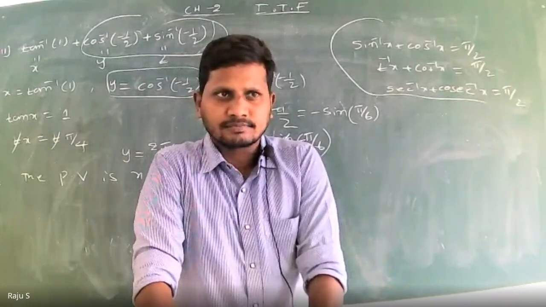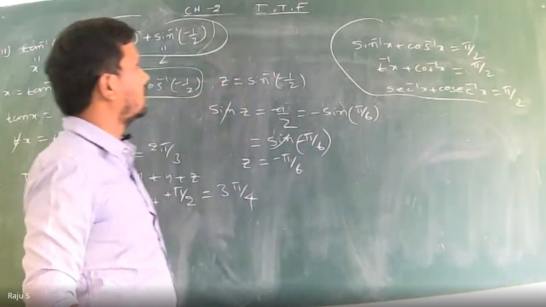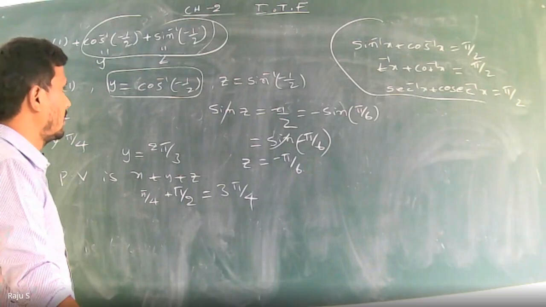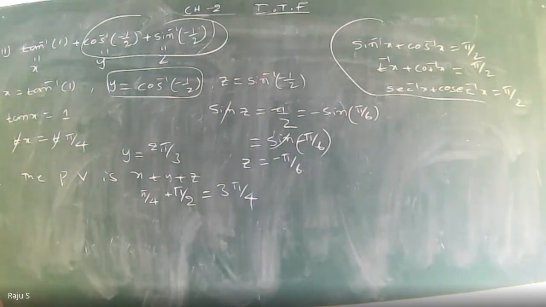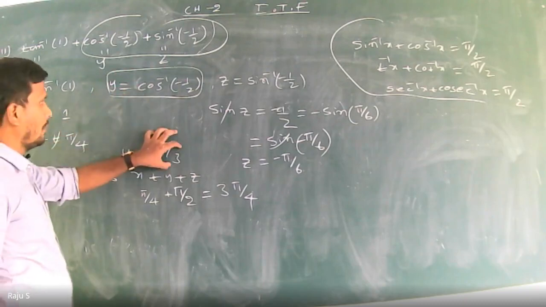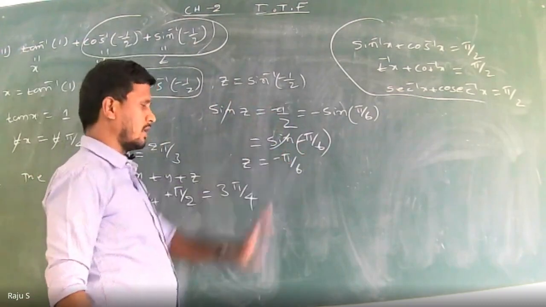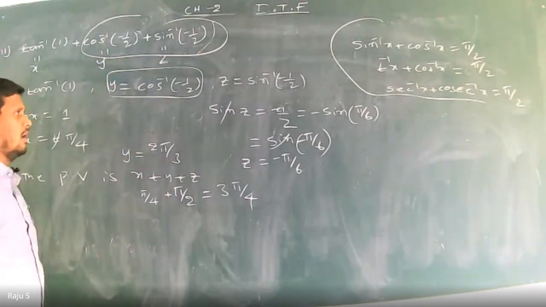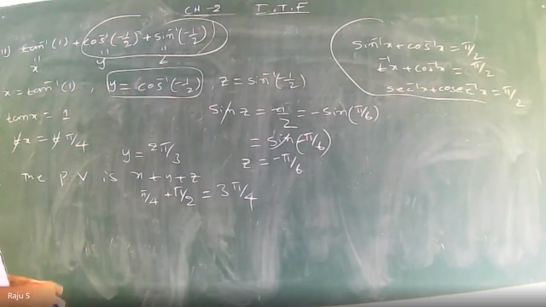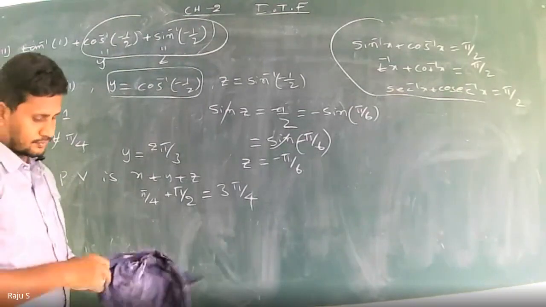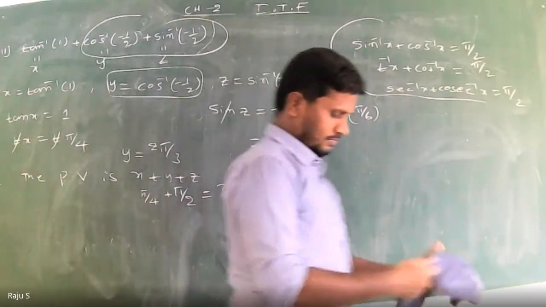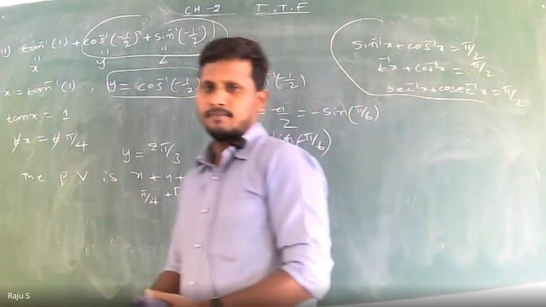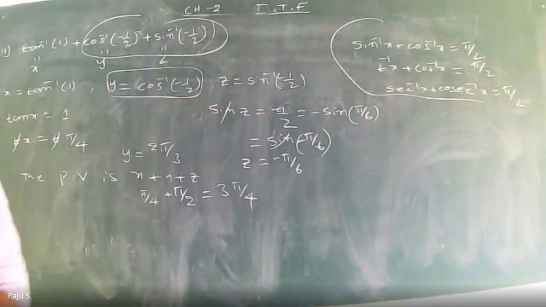Okay. Pi by 4, this we have already done, 2 pi by 3, and here it is minus 30. See, finally we got 90. Cos inverse plus sin inverse is always 90. Next question.